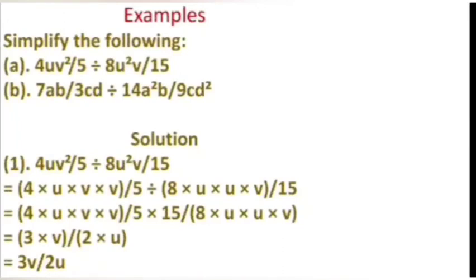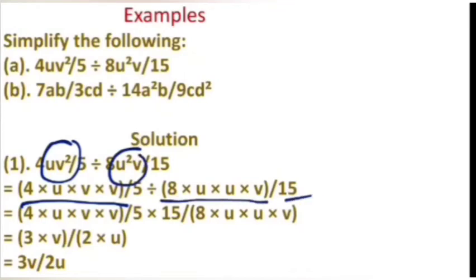Now simplify the following. You can see them here. Let's take the first one. Number 1, 4uv squared over 5, divided by 8u squared v over 15. I'm sure you already know the method of expanding them out. When you expand this, you're going to have this. And when you expand the numerator, this also, you're going to have this over the 15 and this one over the 5.